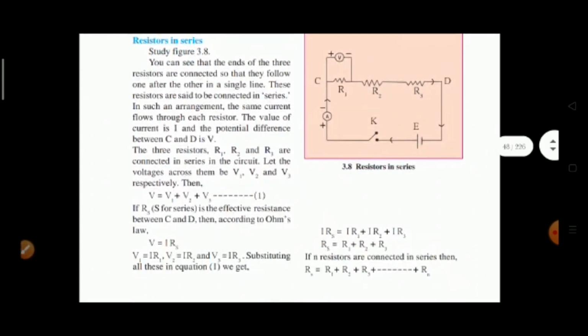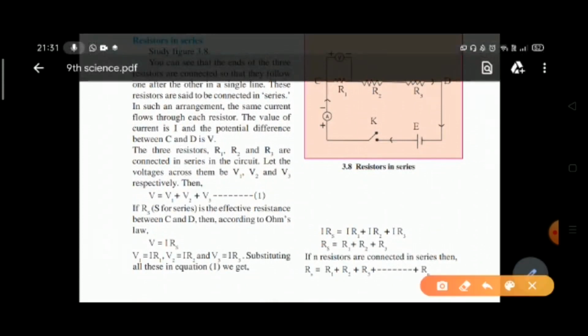Whenever the resistances are connected in series, we have to add up all the values of the potential differences. As we had seen in Ohm's law, the relation of potential difference with the current and the resistance is V equals I into R. If V is being added up, so obviously R needs to be added too.